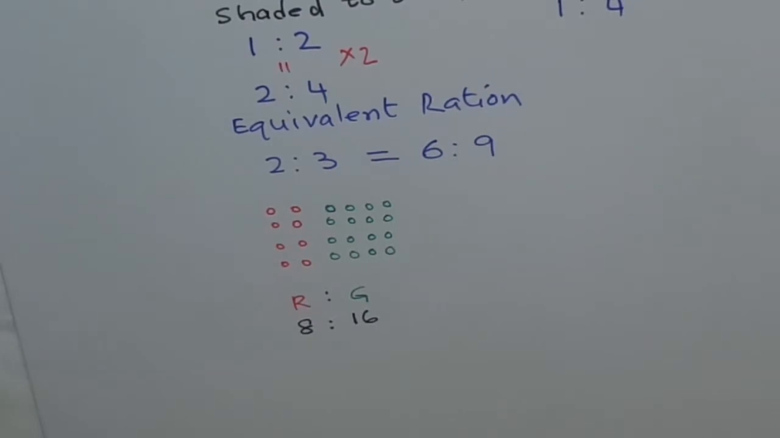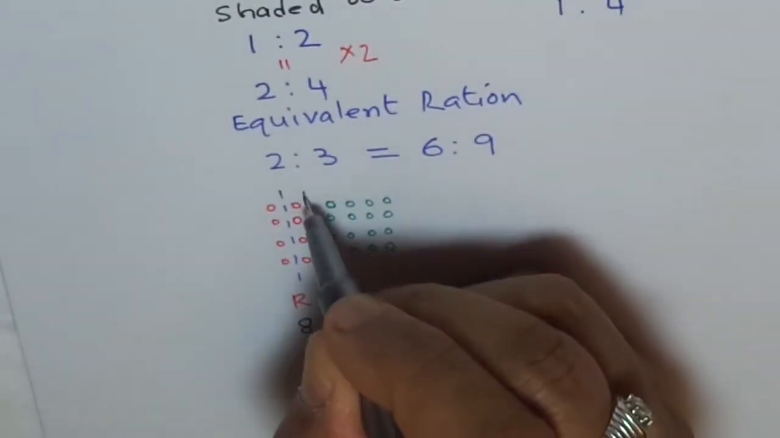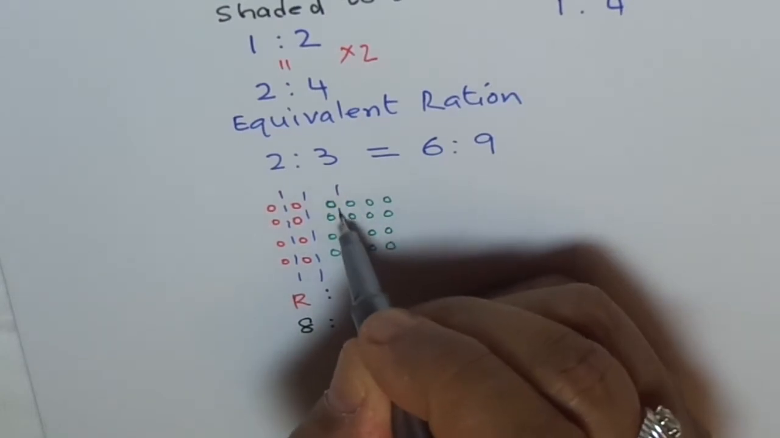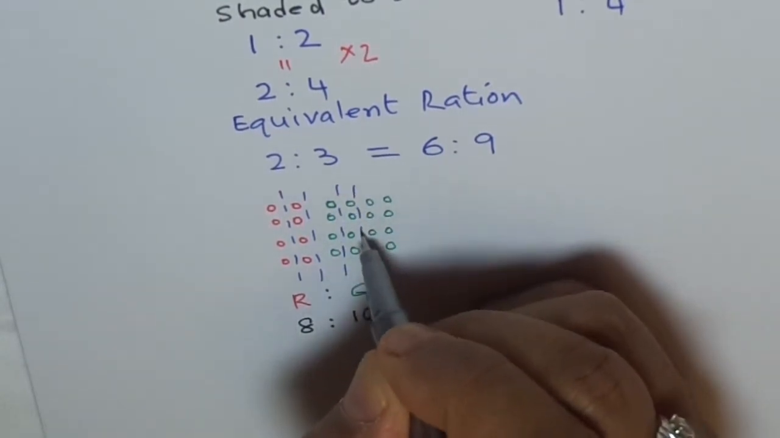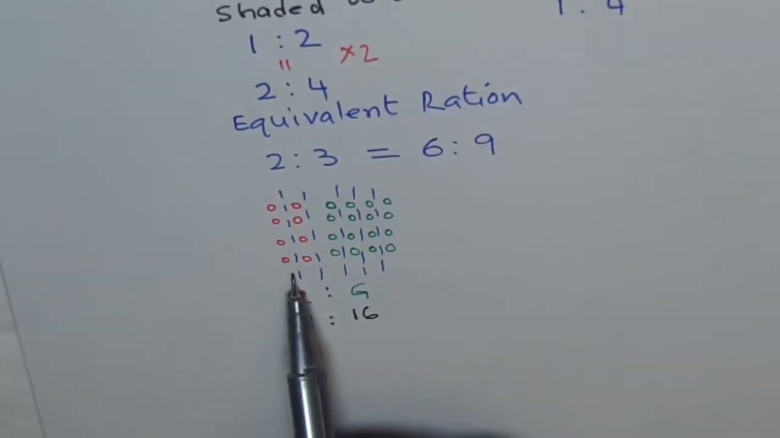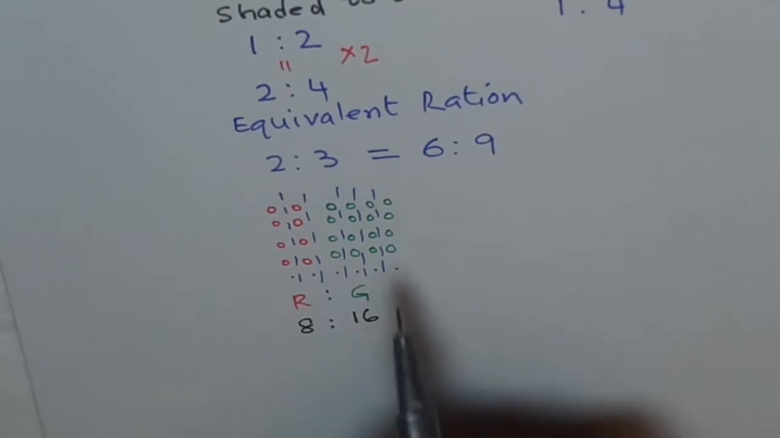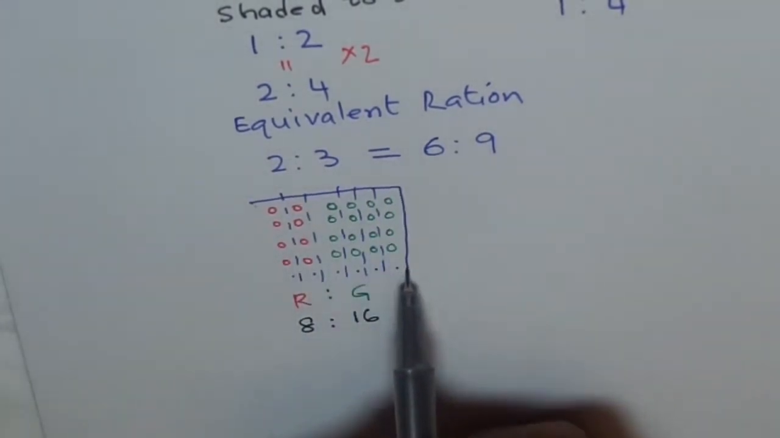But can we have equivalent ratios here? I think we can. How? Let me divide it like this. Let me make groups like this. Do you see these groups? So how many groups do we have? 1, 2, 3, 4, 5, 6. So we have 6 groups in all. Do you see that?